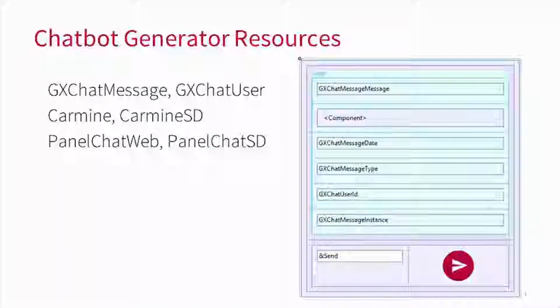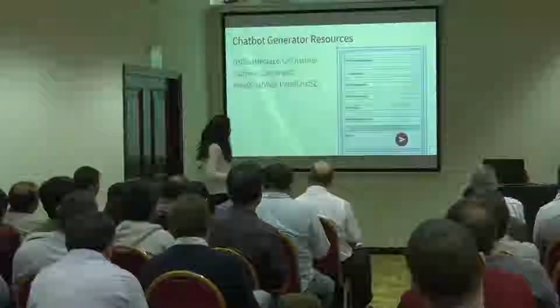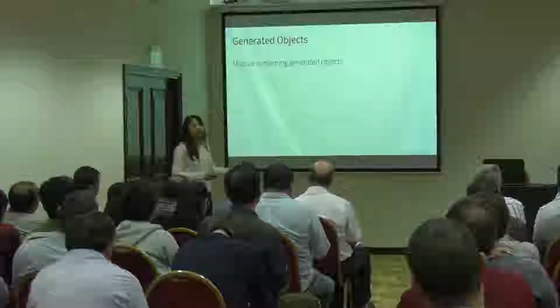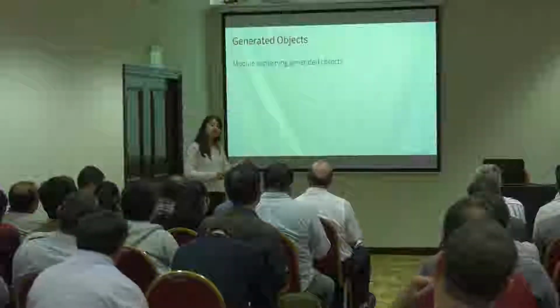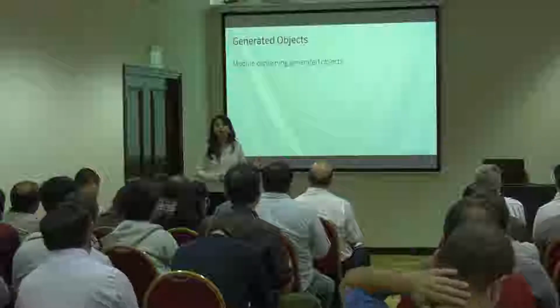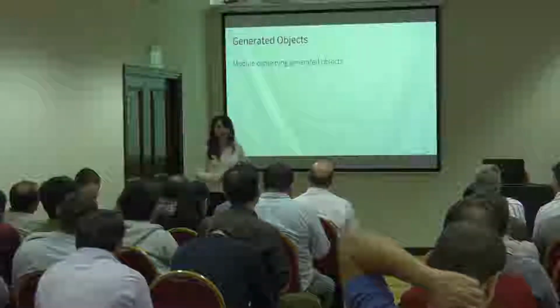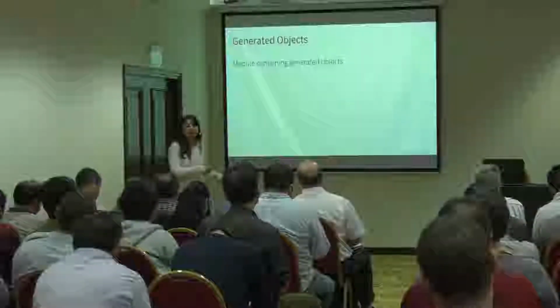And these are the objects I was telling you about. This is a capture of the web panel, which is an example, and you will see it in the practical exercises. It's a screen that shows the message and the components inside a grid that allow us to show graphic components in the conversation. So these are the resources, and the resources can be edited or changed if you wish.